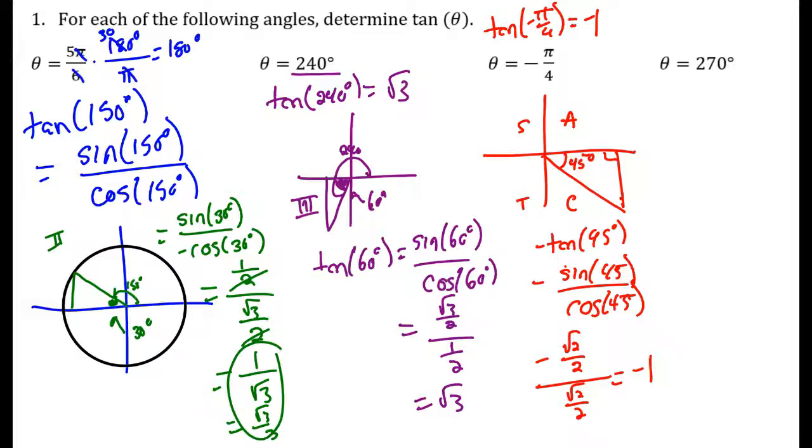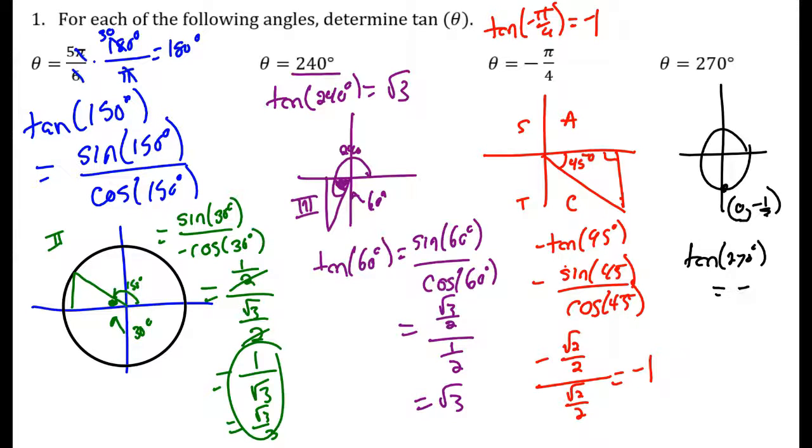And 270 is one of those angles that you have to recognize as being on the unit circle. 270 is down there. Well, what point is that? That's 0, negative 1. The tan of 270 is sine over cosine, y over x. Wait a minute, this is undefined. The tangent of 270 does not exist. 270 is not in the domain of tangent. So that is an undefined output for the tangent of 270.